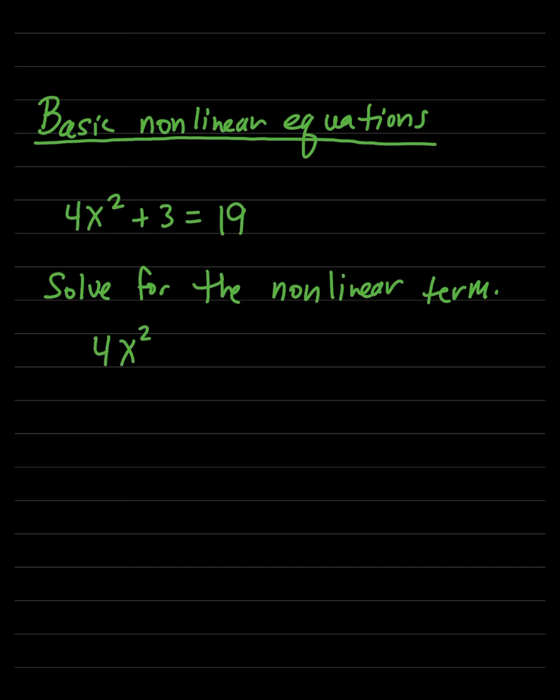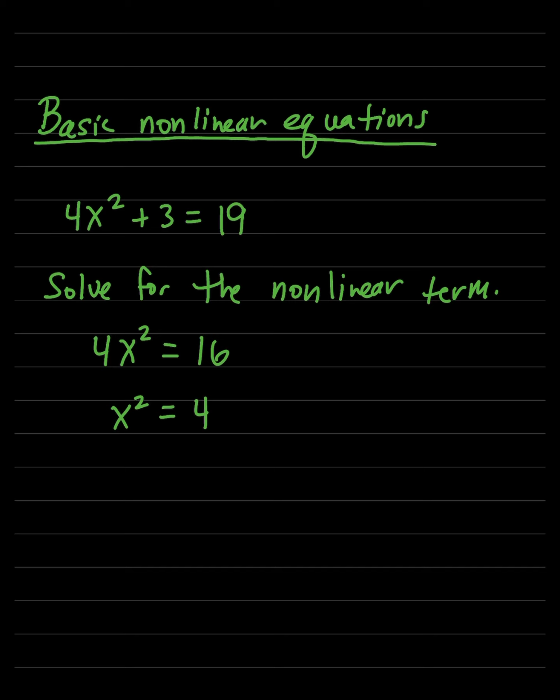So we'll get 4x squared equals 19 minus 3, which is 16. And then we can divide both sides by 4. So we get x squared equals 4. From here, we need to sort of undo the nonlinear piece. And this particular step will be different depending on what nonlinear function or nonlinear term we are working with.